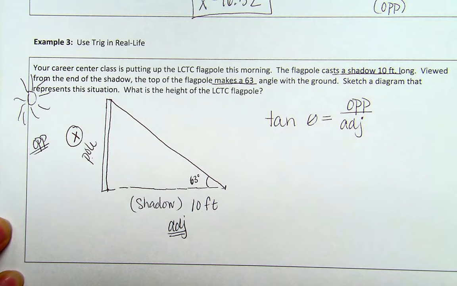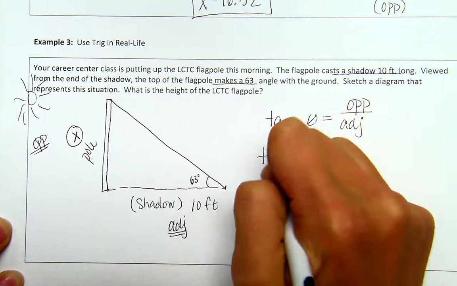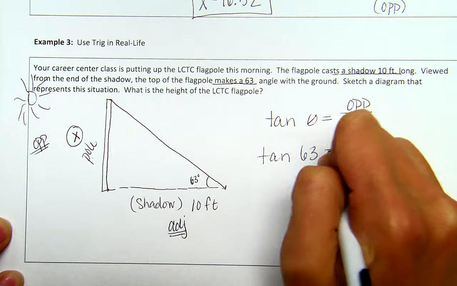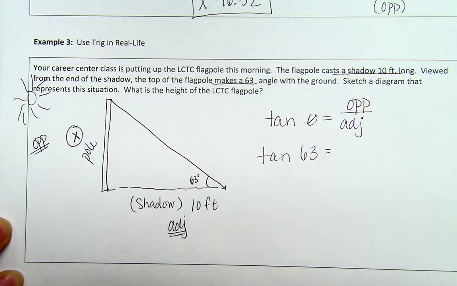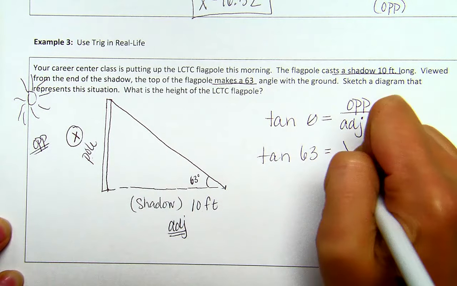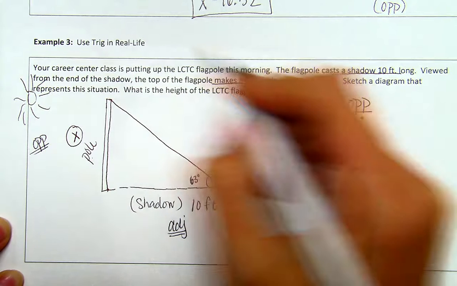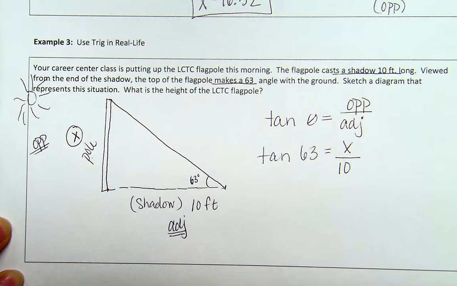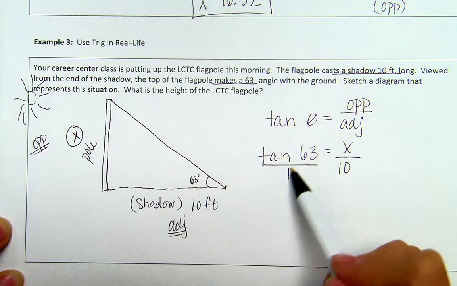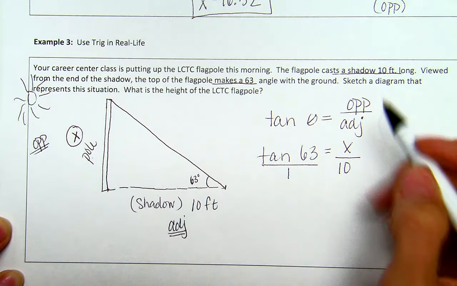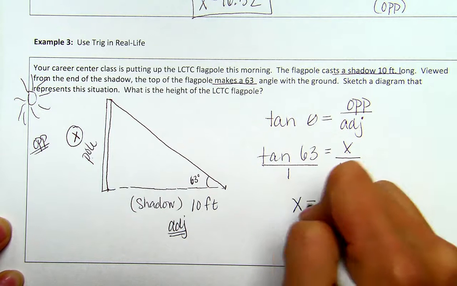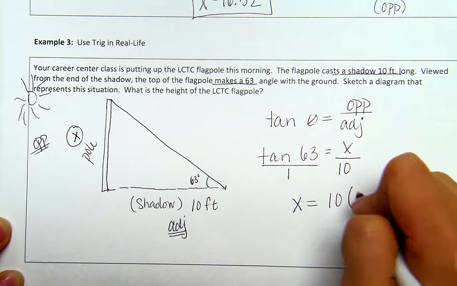So filling in the pieces that I know, tangent of my interior angle theta, which is 63, is equal to opposite over adjacent, which is 10 feet. Stack both of them so that they have the same structure, so they're both fractions. So we can put tangent of 63 over 1, and now we can cross multiply. 1 times x is x, 10 times the tangent of 63.